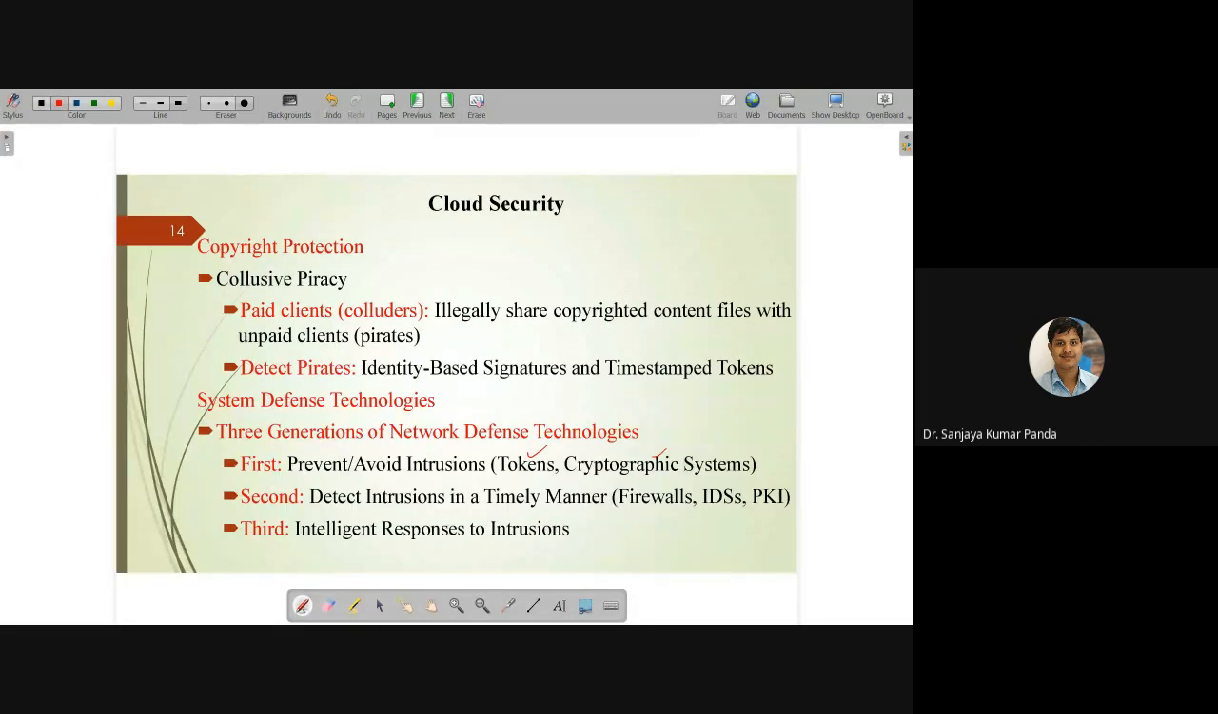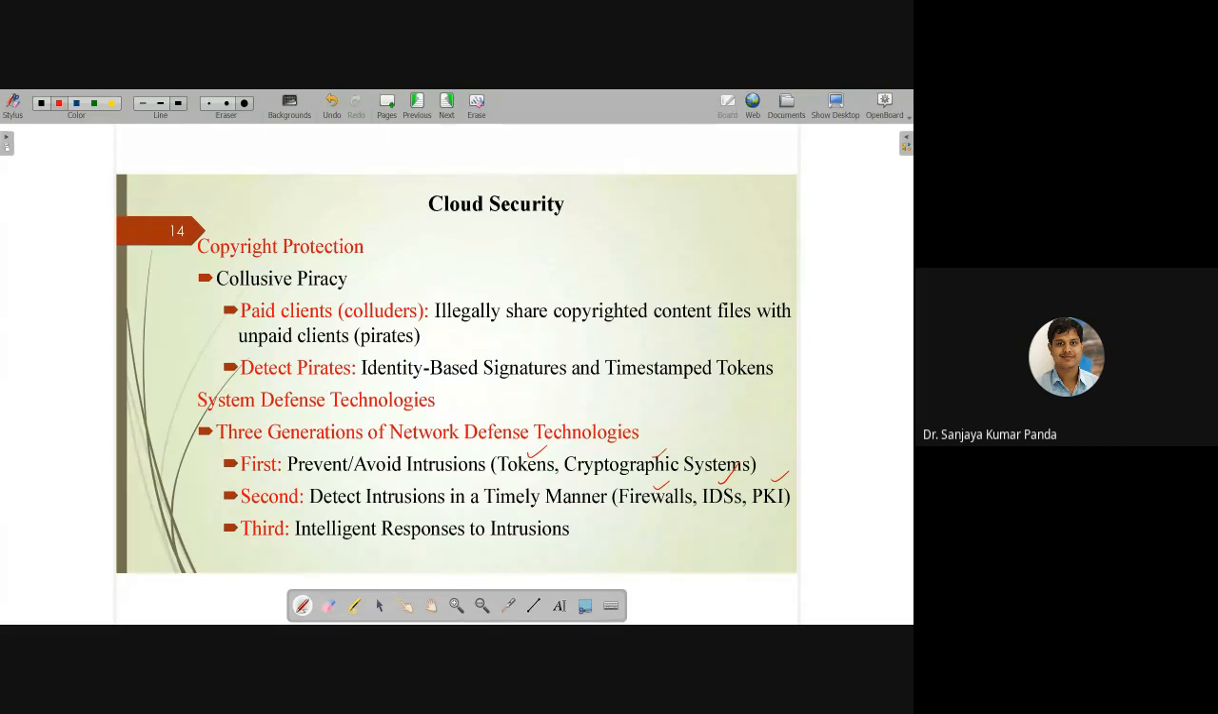But in the second generation, we detect the intrusion in a timely manner. Like if an intruder is launching an attack, within a particular period of time you have to identify it, and you can avoid it or discard it, right? Like we have firewall systems, intrusion detection systems, and public key infrastructure through which we are able to detect the intrusion within a particular time frame.